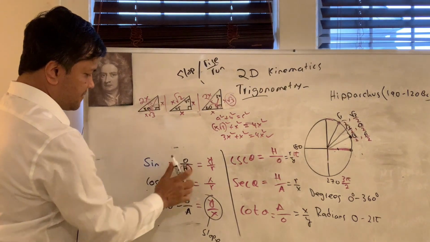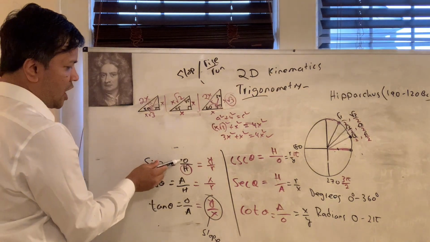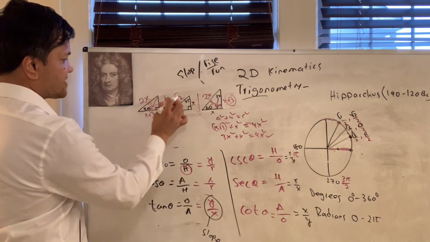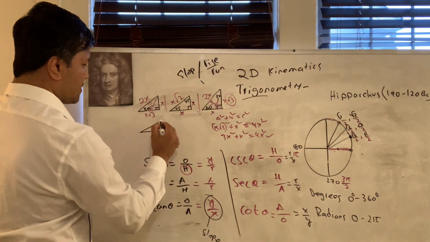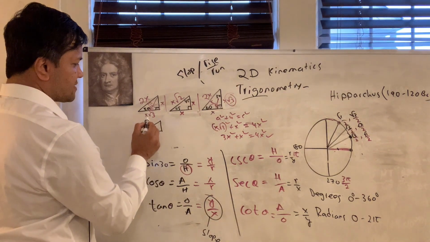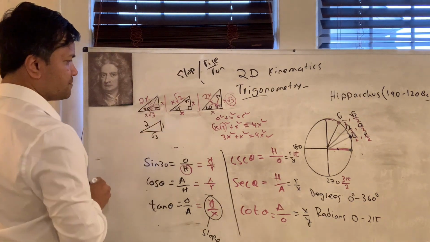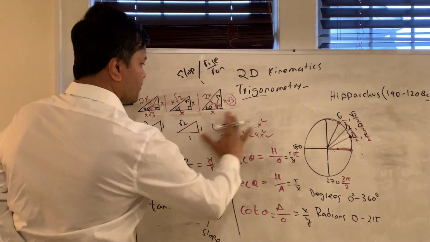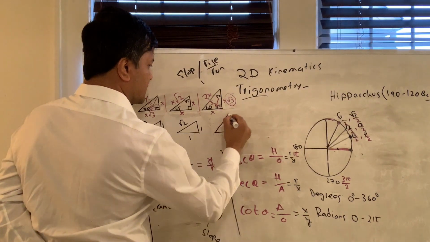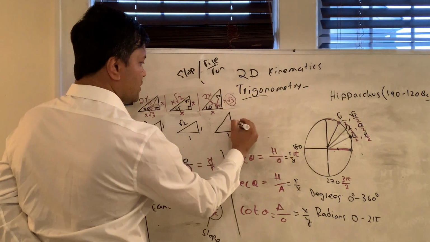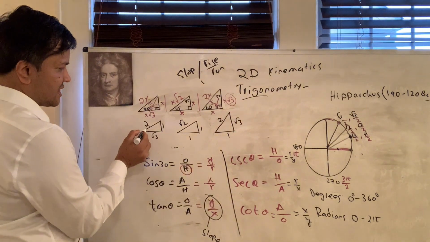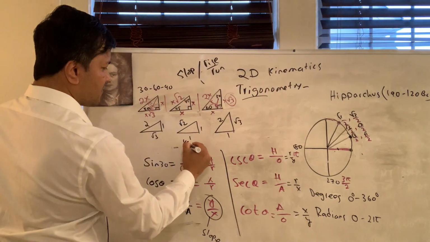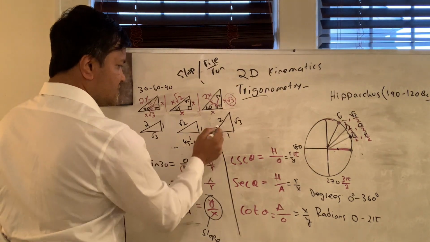So sine 30 degree is opposite over the hypotenuse. So what is the opposite? Let's say this is 1, because I have x is 1, so I'm going to have the same right triangle. So this is root 3, this is 1, this is 2. And this is 45 degree, and this is 1, this is 1, this is root 2, and this is 1, this is root 3, and this is 2. This one is 30, 60, 90, and this one is 45, 45, 90, and this one is 60 degree.